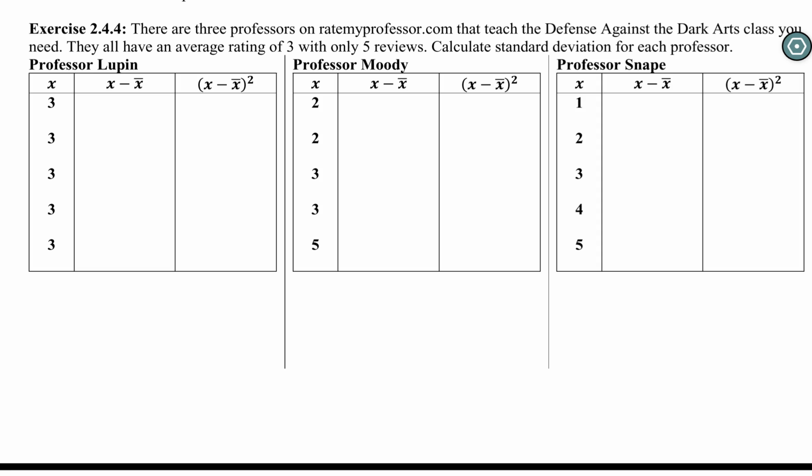For Lupin, every single student gave him a 3. For Moody, we have 2 2s, 2 3s, and a 5. And Snape, he's got basically 1 of every score, right? The Gryffindors are rating him low, while the Slytherin students are rating him high.